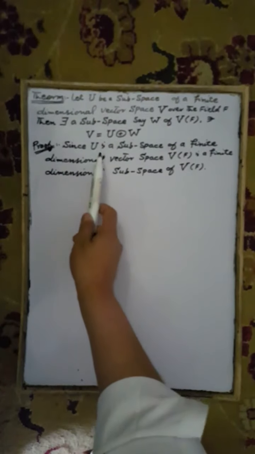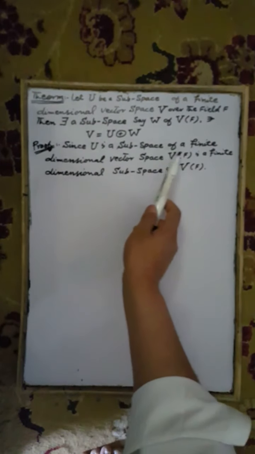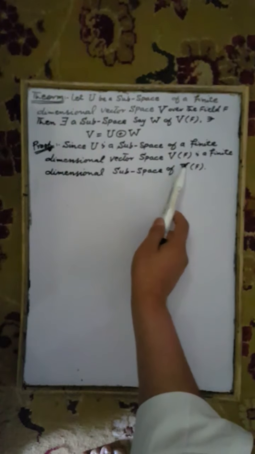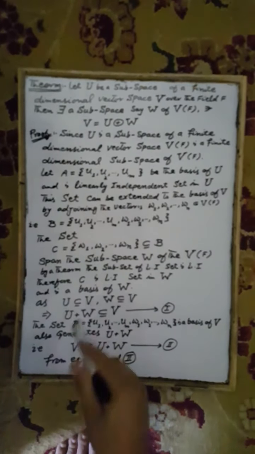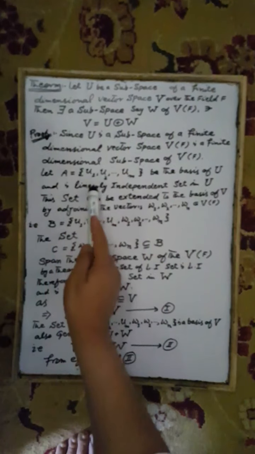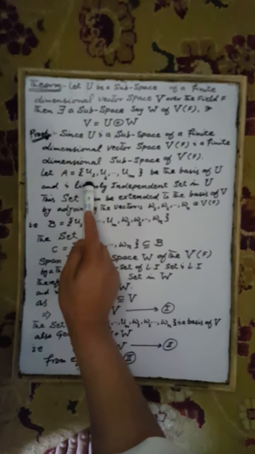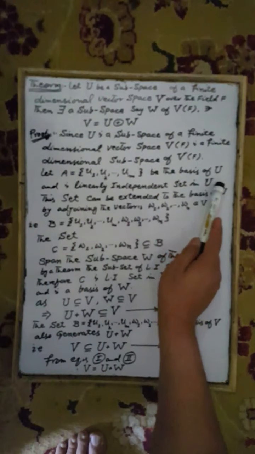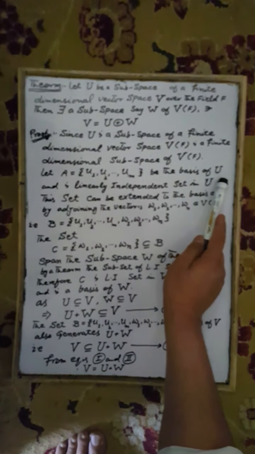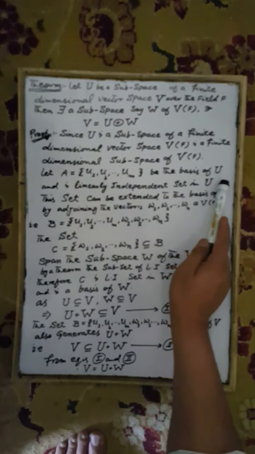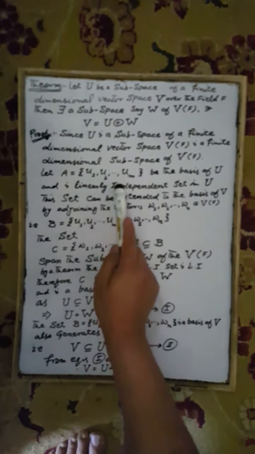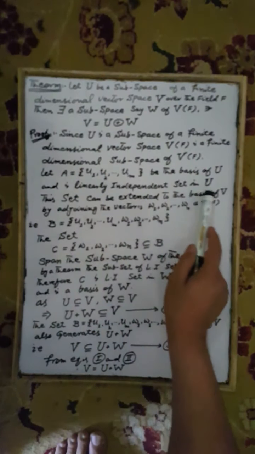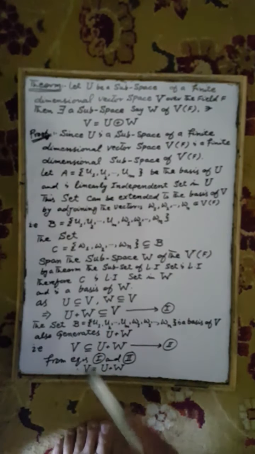Suppose the set U is a subspace of a finite dimensional vector space V over the field F, so it is a finite dimensional subspace of V. Let the set A consisting of the elements U1, U2 up to UM of the subspace U be a basis of the subspace U. Then, by the definition of a basis, this set is a linearly independent set in the subspace U of the vector space V over the field F.